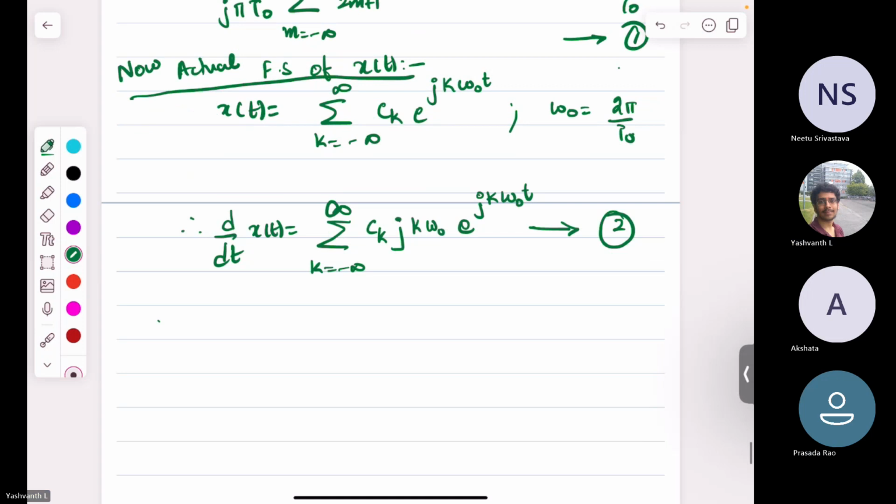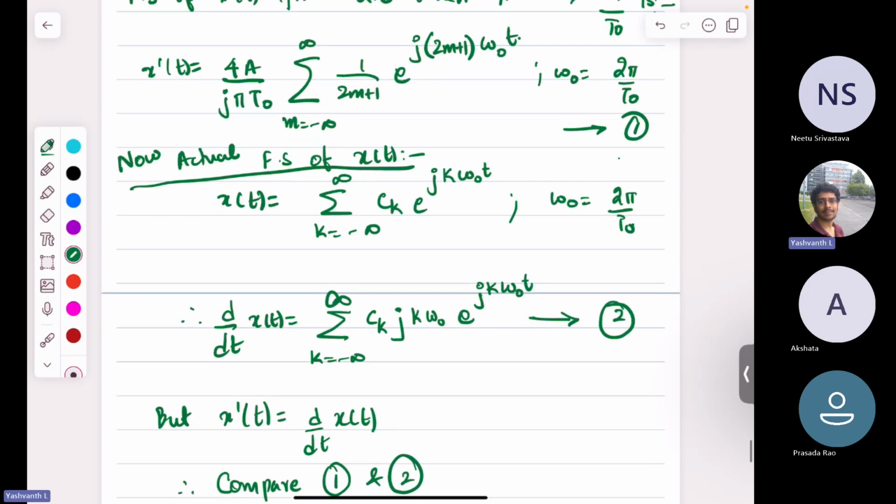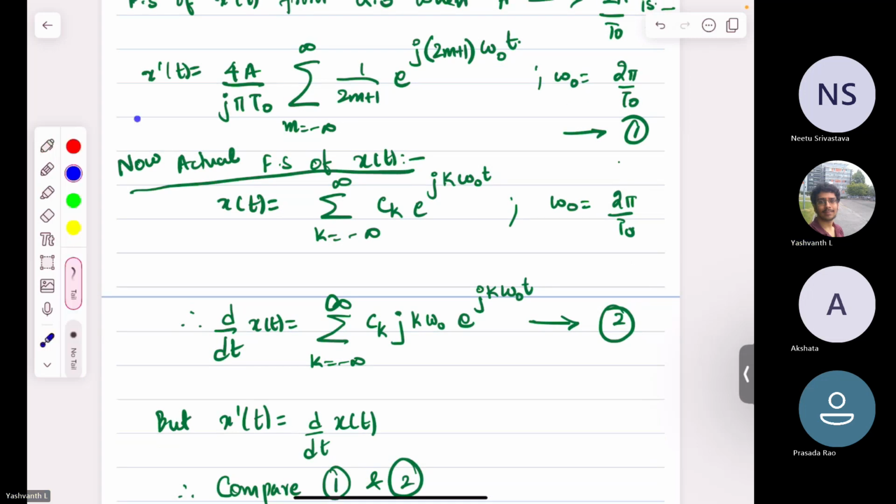Call this equation 2. But x dash of t is equal to d by dt of x of t, right? Therefore, compare 1 and 2, because I have the Fourier series of x dash of t in equation 1 and I have the Fourier series of d by dt of x of t in equation 2 in terms of ck.